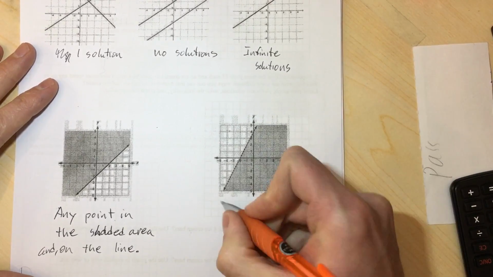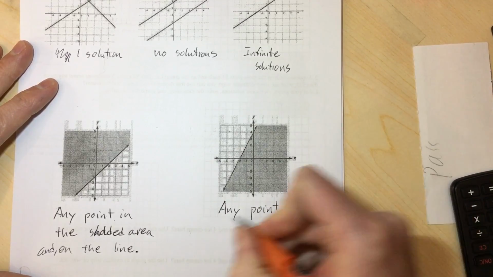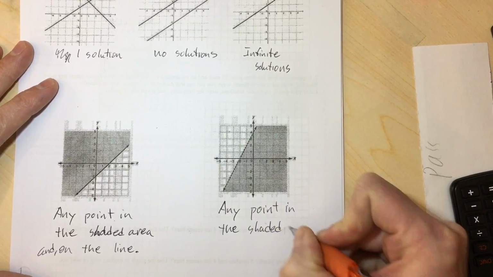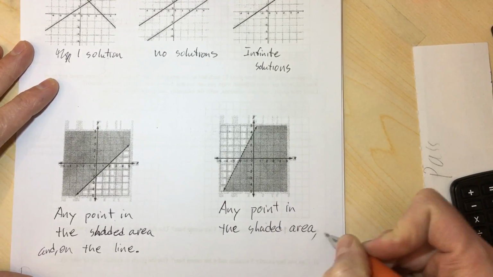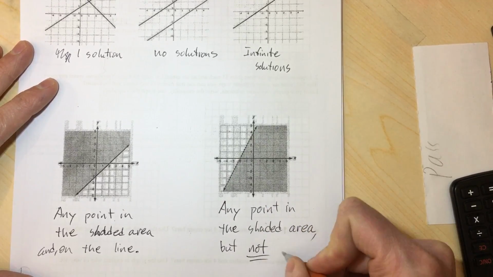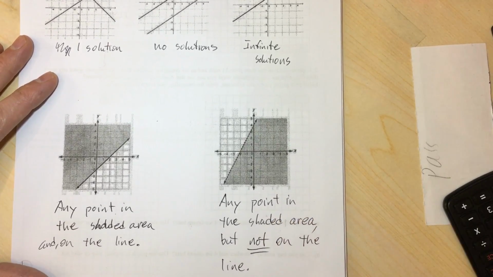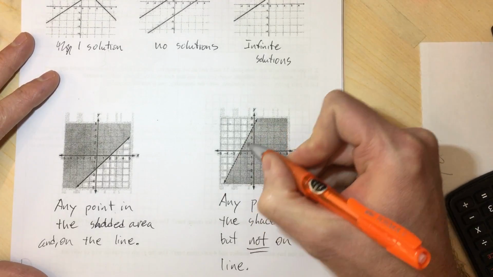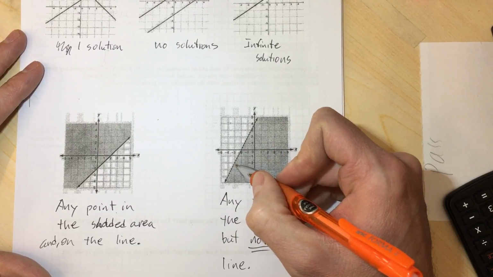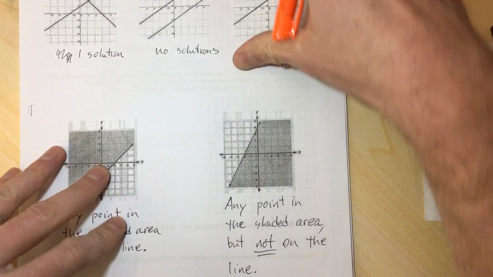The second one, you have any point in the shaded area, but not on the line. Okay, and we can tell that it's not on the line because this line is dotted. So look closely at your notes and look at the video if you can see that it's dotted or not. But this is dotted, so it is not on the line. So any point in the shaded area, but not on the line.